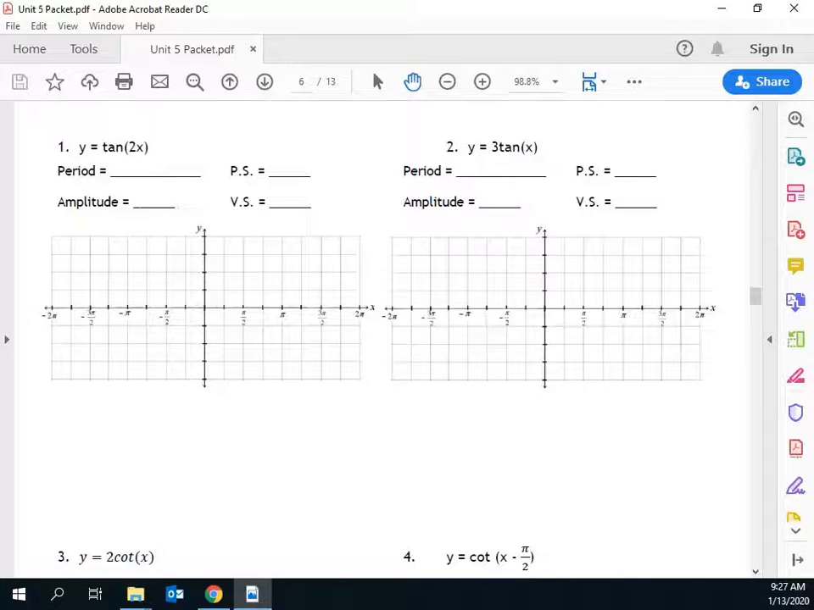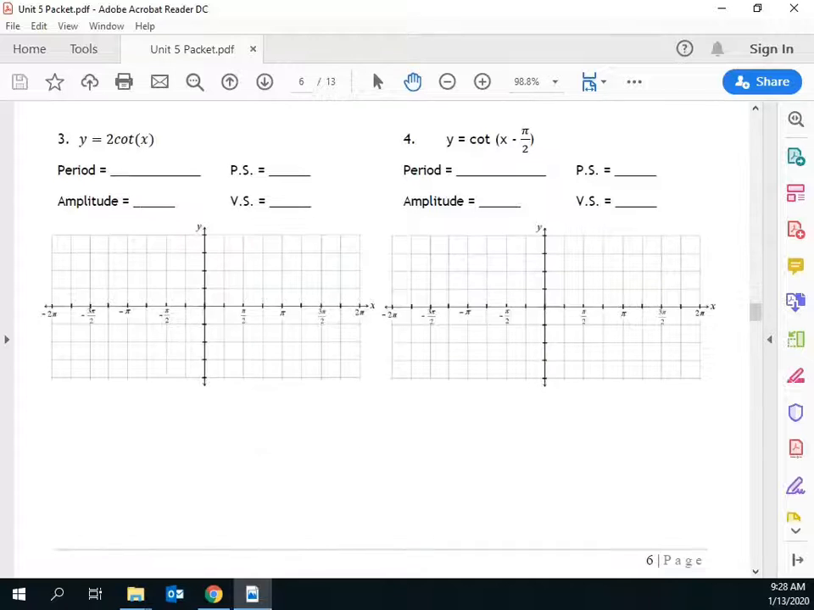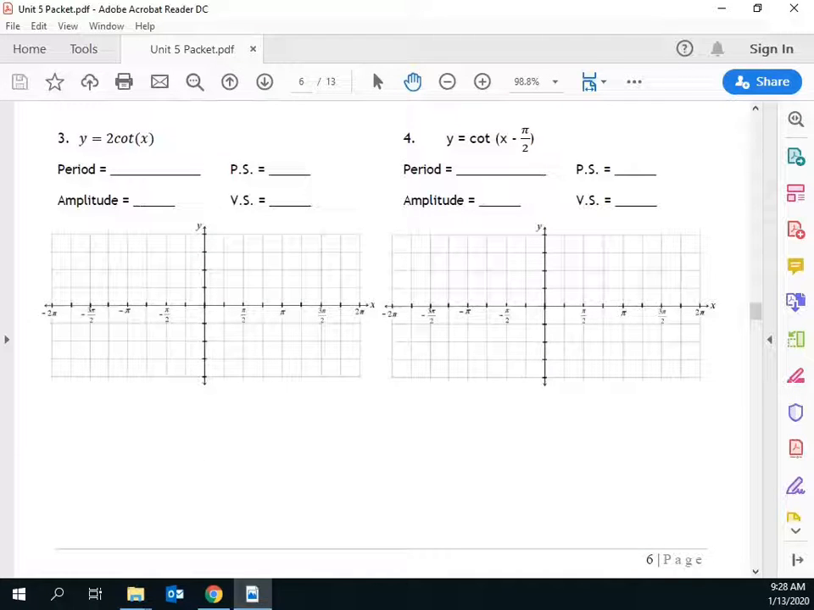Here's another example. Here we go. Cotangent. Perfect. So we look at this one again. Period is going to be pi over b, which is pi over 1, pi. Amplitude is 2. Phase shift, none. Vertical shift, none.